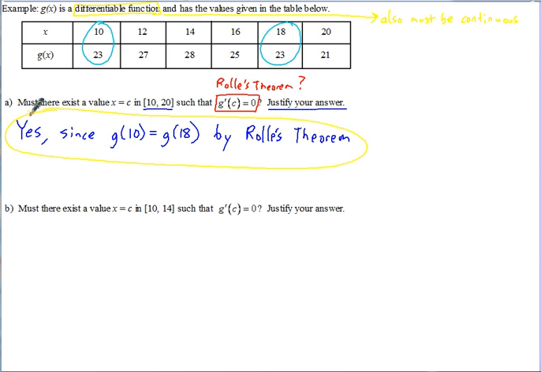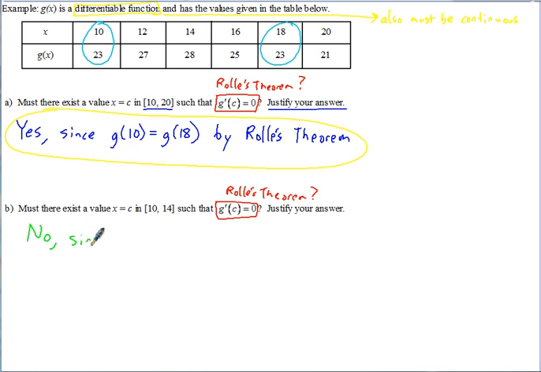And then part B says, must there exist a value x equals c in the interval 10 to 14 such that g prime of c equals 0. So again, we're trying to see if we can apply Rolle's theorem. So now we're just looking between 10 and 14. But if you look between 10 and 14, there are no y values that are equal. So here we can't apply it, so your answer would be no.